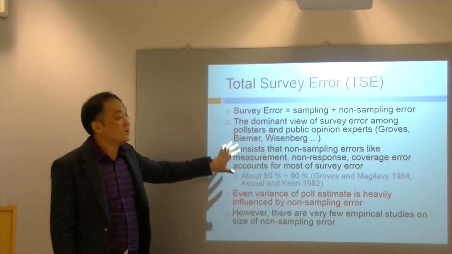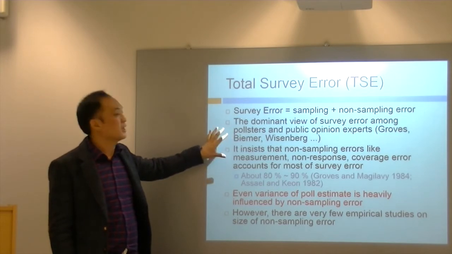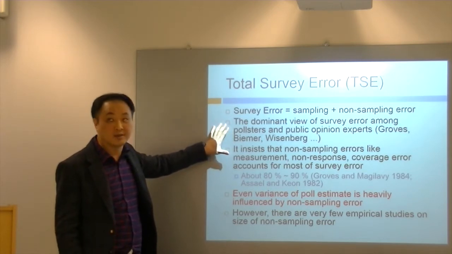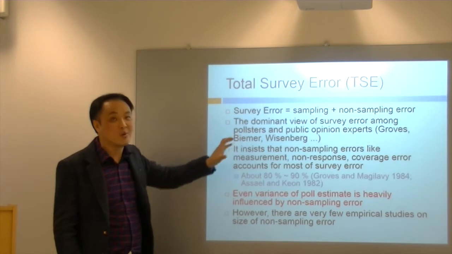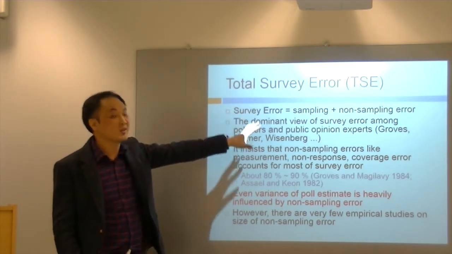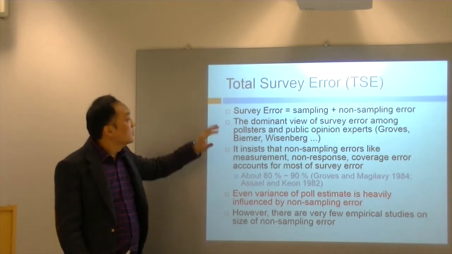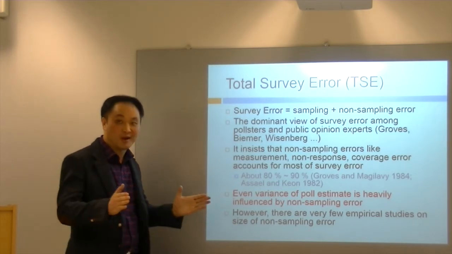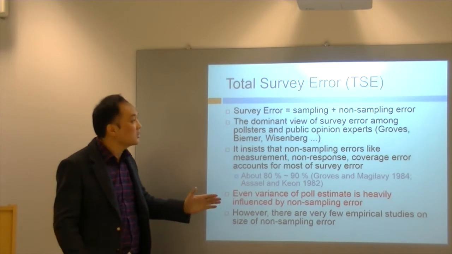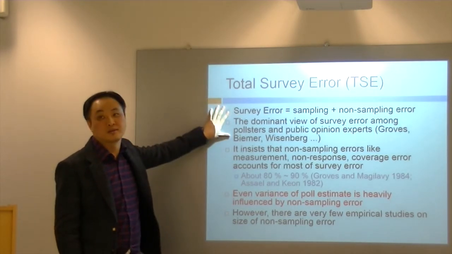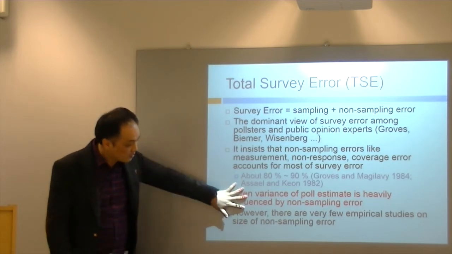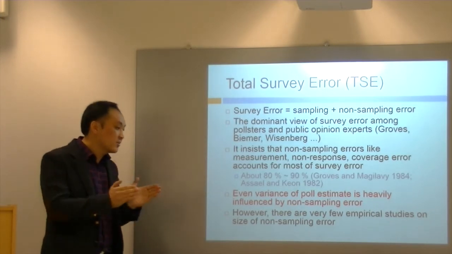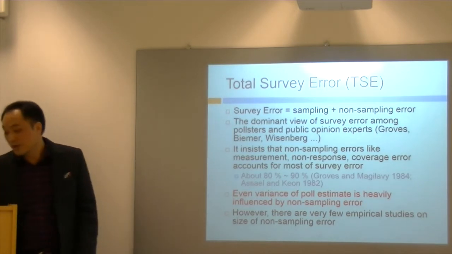Also, when we talk about non-sampling error, many people think it's a systematic error, meaning bias. So basically, one polling organization overestimates or underestimates the public support for a candidate. No. The total survey error approach says even the random error part of the survey is heavily dominated by non-sampling error. So what this means is even the variance of a polling estimate is largely determined by non-sampling error.